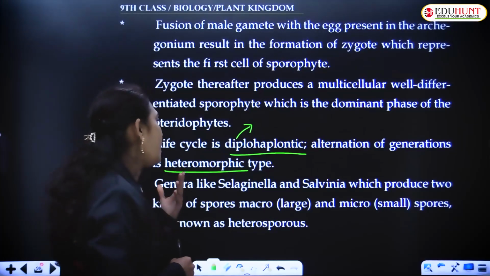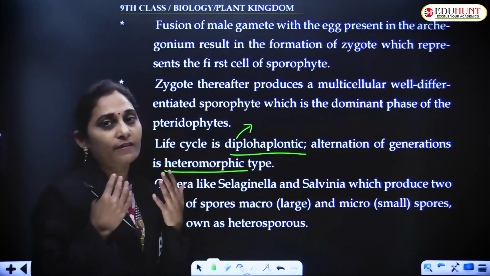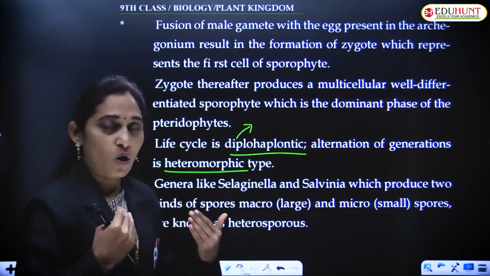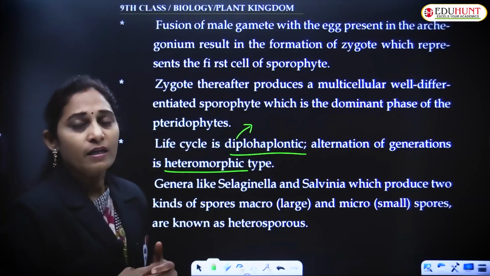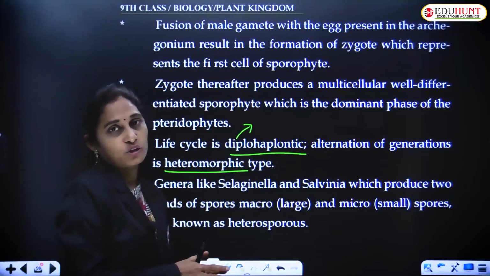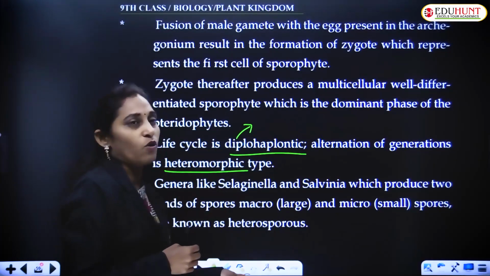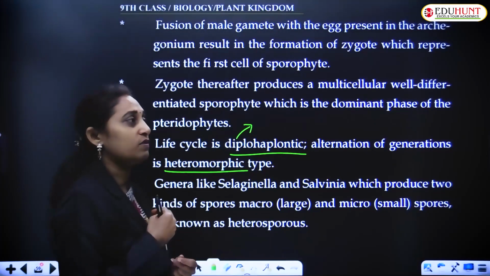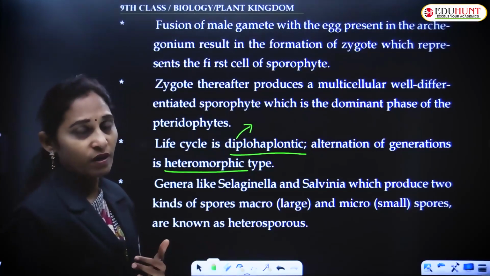But in case of heteromorphic, the sporophyte and gametophyte are not similar morphologically, and even physiologically they are different. Morphologically we can differentiate which is which, that is, which is a sporophyte and which is a gametophyte. We can easily differentiate sporophyte from gametophyte.